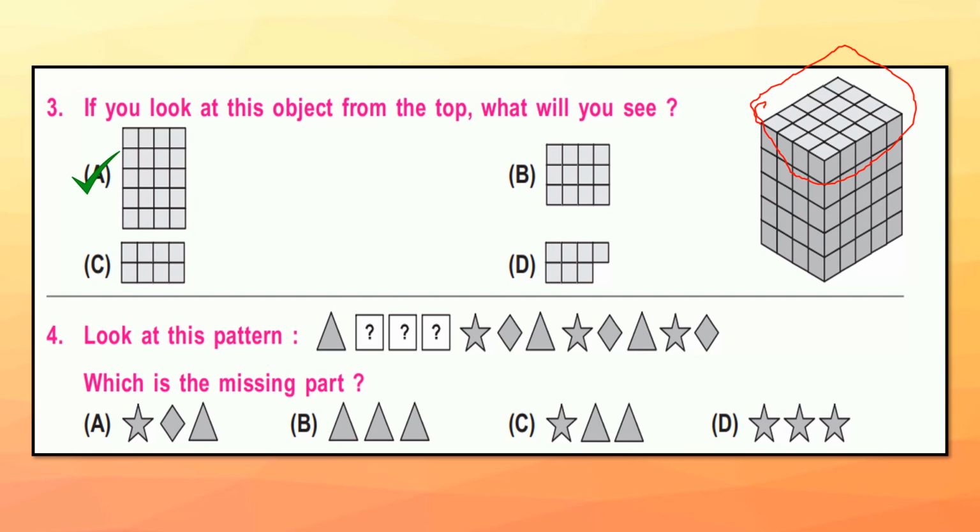Question number 4. Look at this pattern. Triangle, question mark, question mark, question mark, star, diamond, triangle, star, diamond, triangle, star, diamond. Which is the missing part? After a triangle, we have a star, diamond and another triangle. So the missing part is option A, star, diamond, triangle.